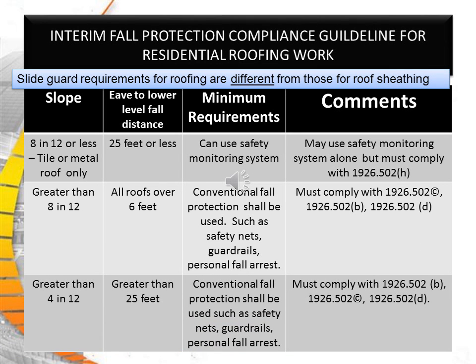Here we can see the chart for interim fall protection compliance. Where 8 in 12 or less, 25 feet or less from the eave to the lower level, can use safety monitoring systems. Greater than 8 in 12 can use conventional fall protection, and greater than 4 in 12, conventional fall protection shall be used, such as safety nets, guardrails, and personal fall arrest systems.